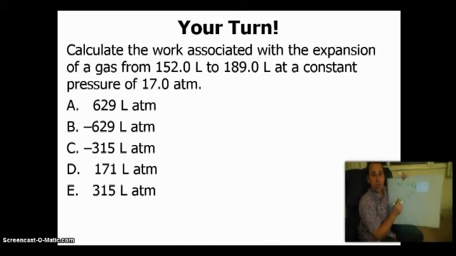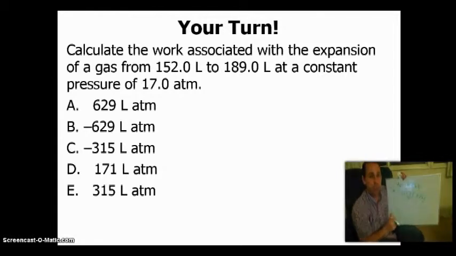What is that? 152, 162, 172, 182. Let's see, 189, so 37. So that's 37, and that's a positive value, 37 liters. So 17 times 37, and I'm putting the negative sign in there by convention, and that's consistent with what we expect because the gas expanded going from 152 to 189. So let's see, 17 times 37. I think that should be about 629, right?